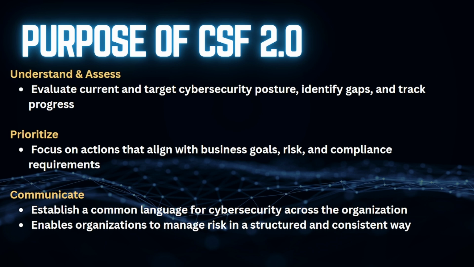At its core, the purpose of the updated cybersecurity framework is to help organizations understand, prioritize, and communicate cybersecurity risk. It provides a structured way to assess the current state, identify gaps, and prioritize action based on business objectives and risk tolerance. Equally important, it establishes a common language, which is critical when communicating between technical teams, executives, and external stakeholders. This alignment is what enables better decision-making at all levels of the organization.